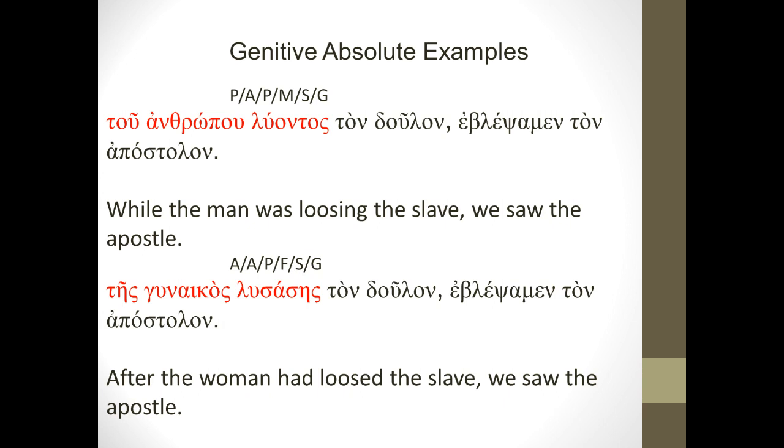We can do the very same thing with an aorist participle. Tes gunaikos lusases, an aorist active participle, feminine singular genitive there. We would have "of the woman, of the loosing the slave, we saw the apostle." In this case, because it's aorist, we know that it is setting up the action that precedes the main action verb of the sentence. So in this case, we say, "after the woman had loosed the slave, we saw the apostle."